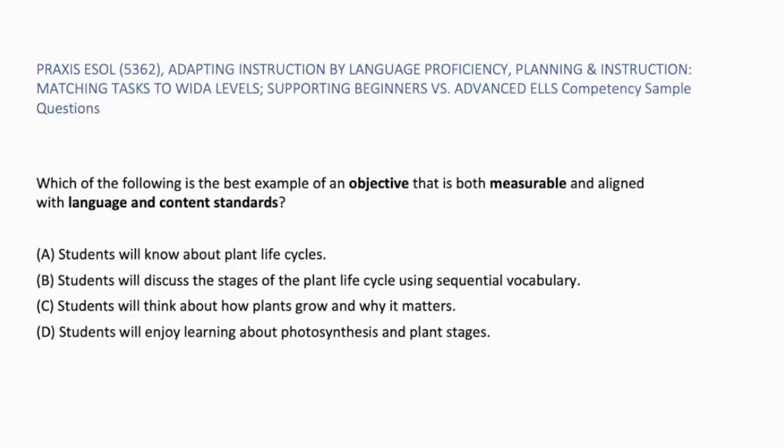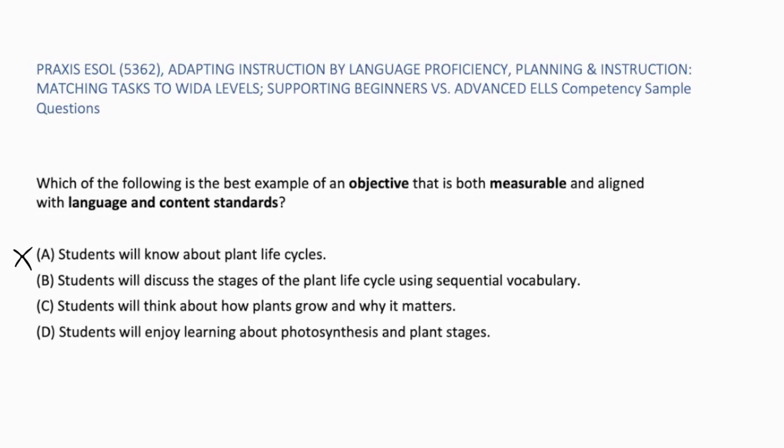Which of the following is the best example of an objective that is both measurable and aligned with language and content standards? A, students will know about plant life cycles. B, students will discuss the stages of the plant life cycle using sequential vocabulary. C, students will think about how plants grow and why it matters. D, students will enjoy learning about photosynthesis and plant stages. We will work through the process of elimination.